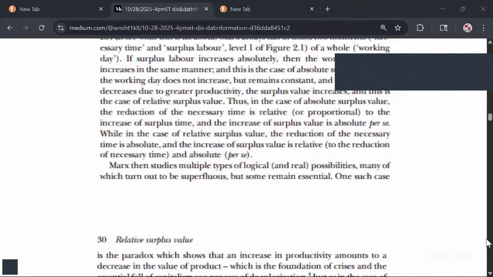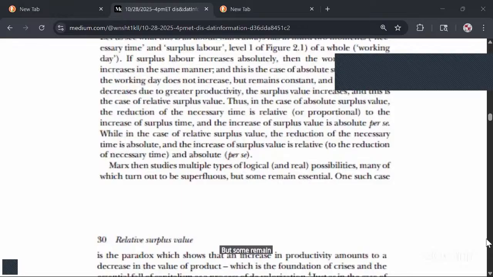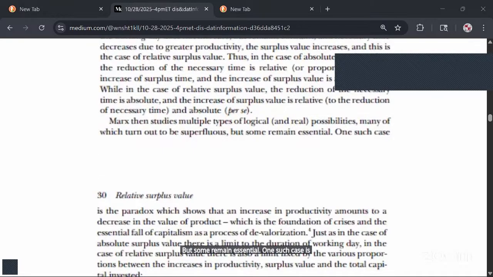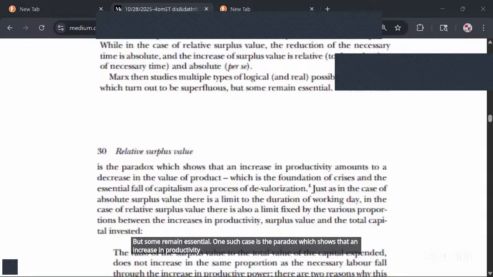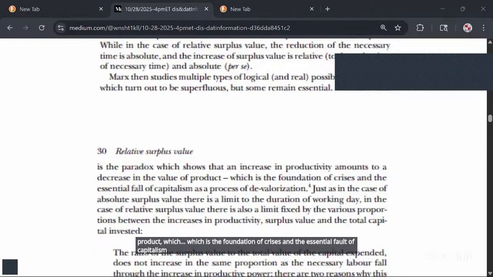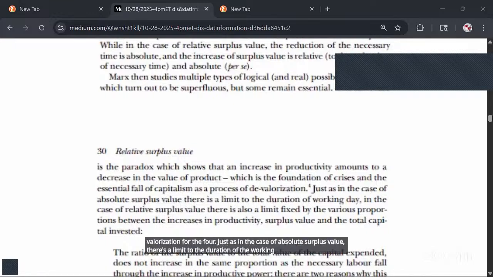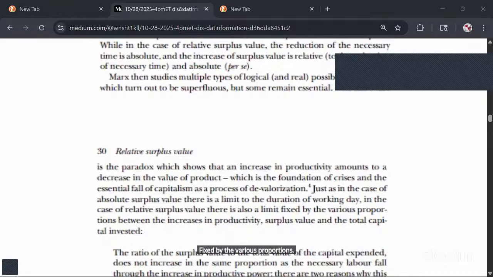Marx then multiplies multiple types of logical and real possibilities, many of which turn out to be superfluous, but some remain essential. One such case is the paradox, which shows that an increase in productivity amounts to a decrease in the value of product, which is the foundation of crises and the essential fall of capitalism as a process of devalorization. Footnote 4. Just as in the case of absolute surplus value, there's a limit to the duration of the working day. In the case of relative surplus value, there's also a limit fixed by the various proportions between the increases in productivity, surplus value, and the total capital invested.